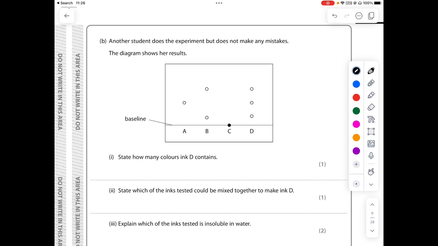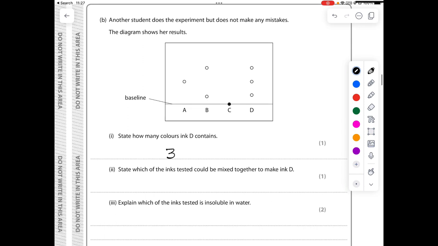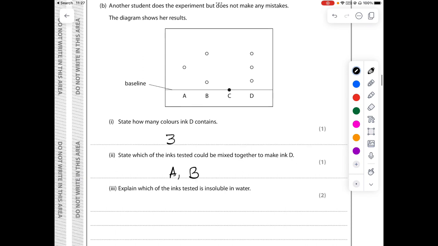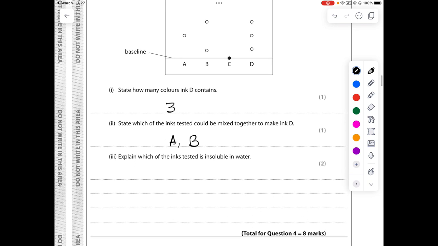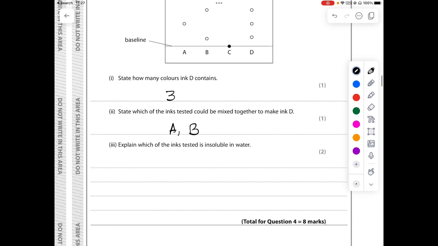Now the next one. Another student does this experiment but does not make any mistake. The diagram shows her results over here. How many colors does ink D have? You can see 3 spots, so therefore 3 dots. State which of the inks tested could be mixed together to make ink D. Because A has 1 spot and B has 2 spots, A and B combined together will give you 3 spots. Explain which of the inks tested is insoluble in water.